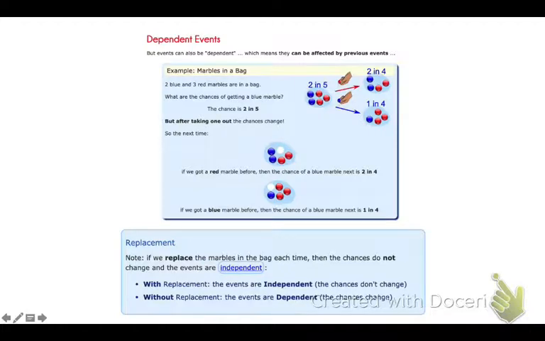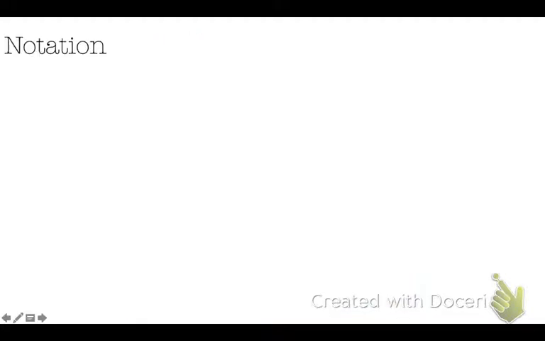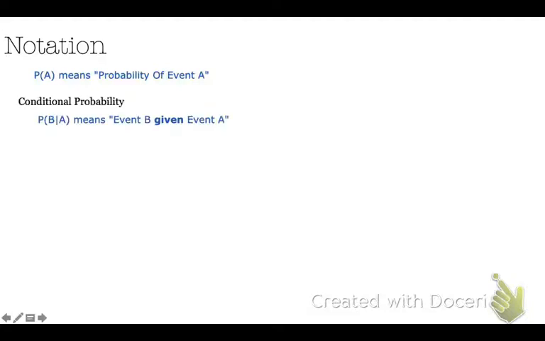And then there's with replacement. When you replace it, that means it's independent. Without replacement means they're dependent, okay? So some notation here. P of A means probability of an event happening. Conditional probability would be P of B given A. And that means the probability of event B happening given event A already happened. Okay, so that is conditional probability right there. In other words, event A has already happened. Now, what is the chance of event B happening?